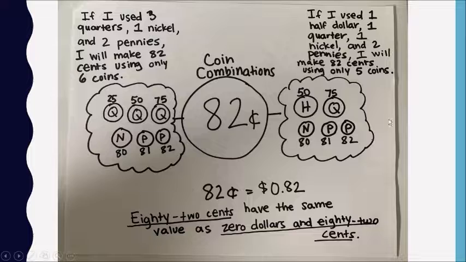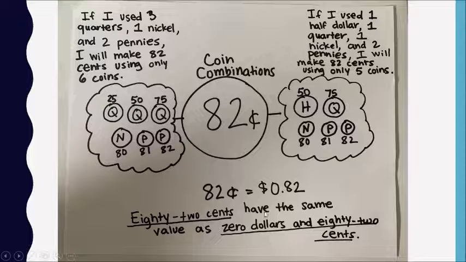coins. And then on the other side is where you are going to make the same amount using a different coin combination. Over here, I have half a dollar, a quarter, a nickel, and 2 pennies. If I used a half dollar, a quarter, a nickel, and 2 pennies, I will make 82 cents using only 5 coins.